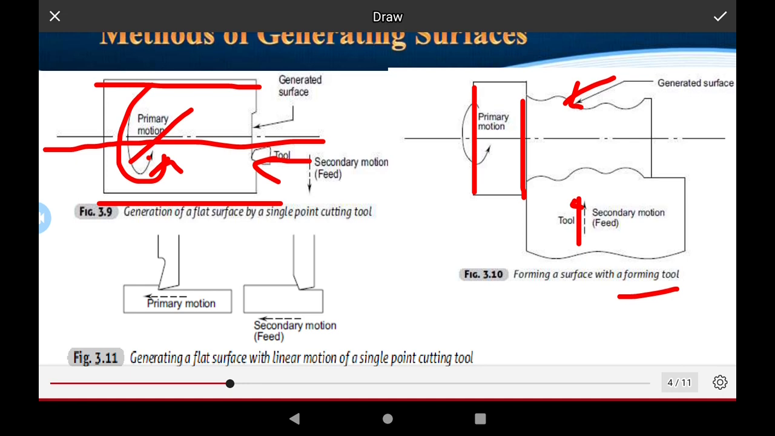The other is the workpiece in this manufacturing operation. Suppose this is the workpiece. The workpiece is moving left and right, and the tool is fixed. The tool is fixed, and the other is rotating for the tools, and the workpiece moves for the primary motion. The tool rotates, which performs the work as the secondary motion. The generating of the flat surface is with the linear motion of a single point cutting tool, okay.